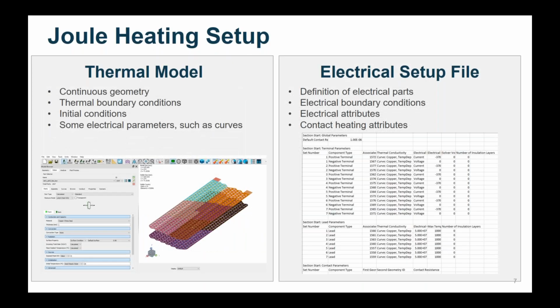For the Joule heating setup, we have a thermal model, which includes geometry for the bus bars. It's a continuous geometry with thermal boundary conditions, initial conditions, and certain electrical parameters such as curves. And then the electrical setup file defines the electrical parts, boundary conditions, electrical attributes, and contact heating attributes.